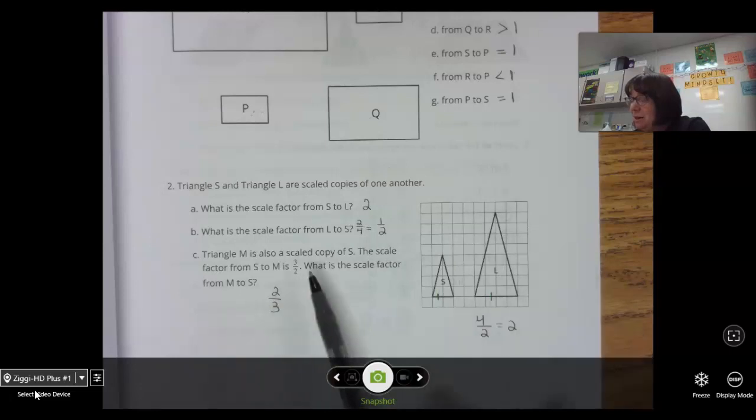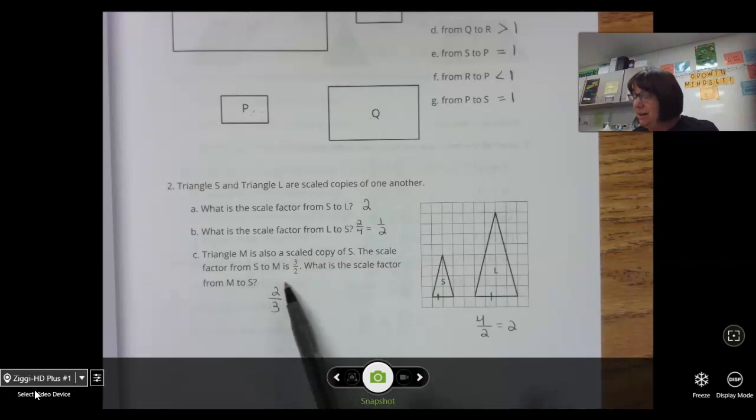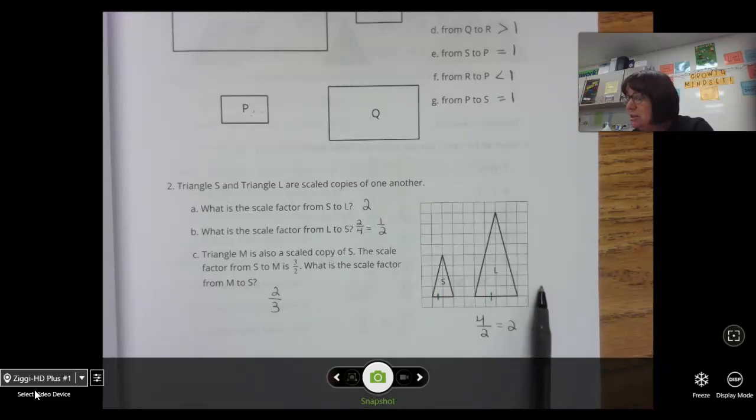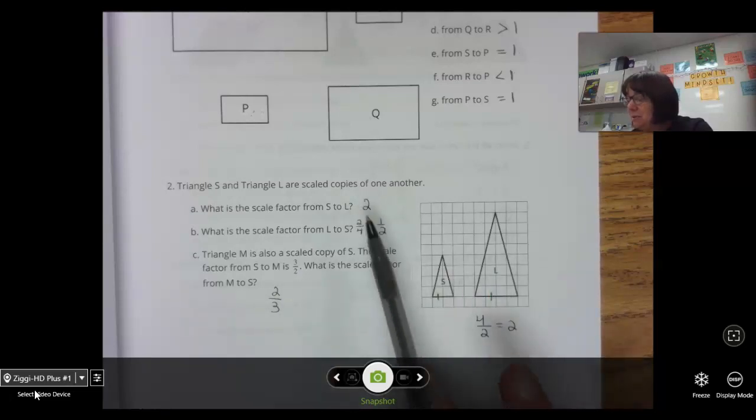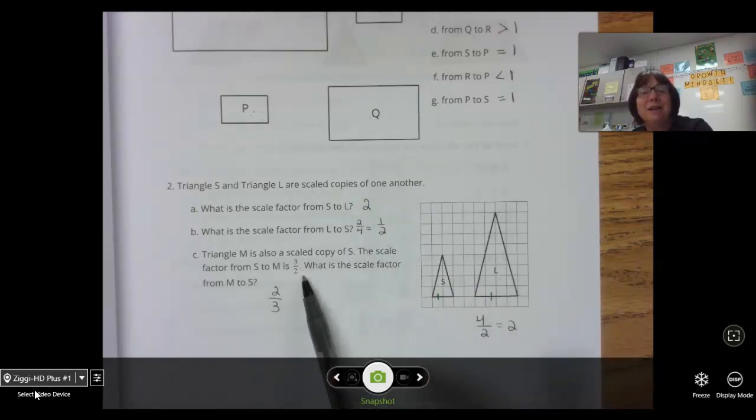Triangle M, this one we do not see, they're just talking about, hypothetically, there's another triangle. The scale factor from this to the new one is 3/2, so it means it's larger, right? 3/2 is bigger than 1. What's the scale factor from M to S? Same thing, take the reciprocal. The reciprocal of 3/2 is 2/3.